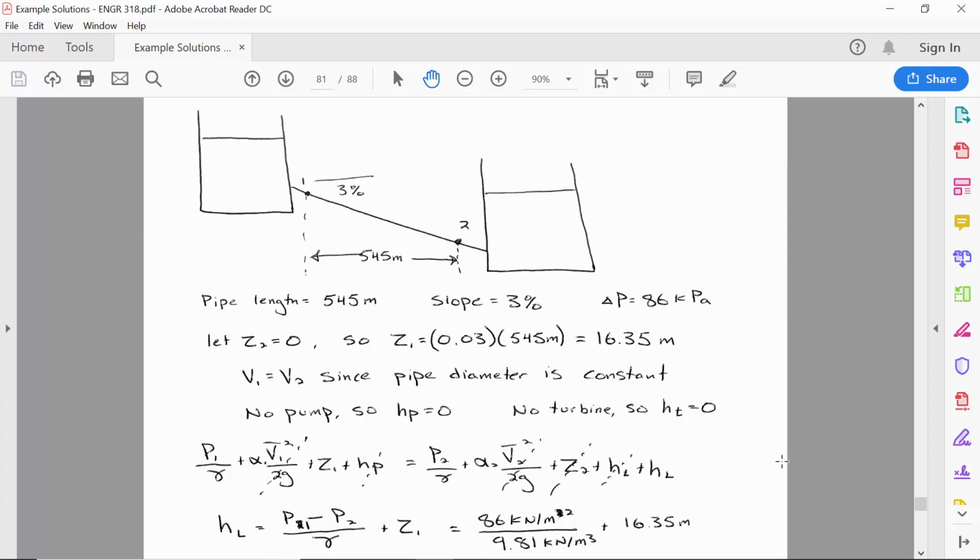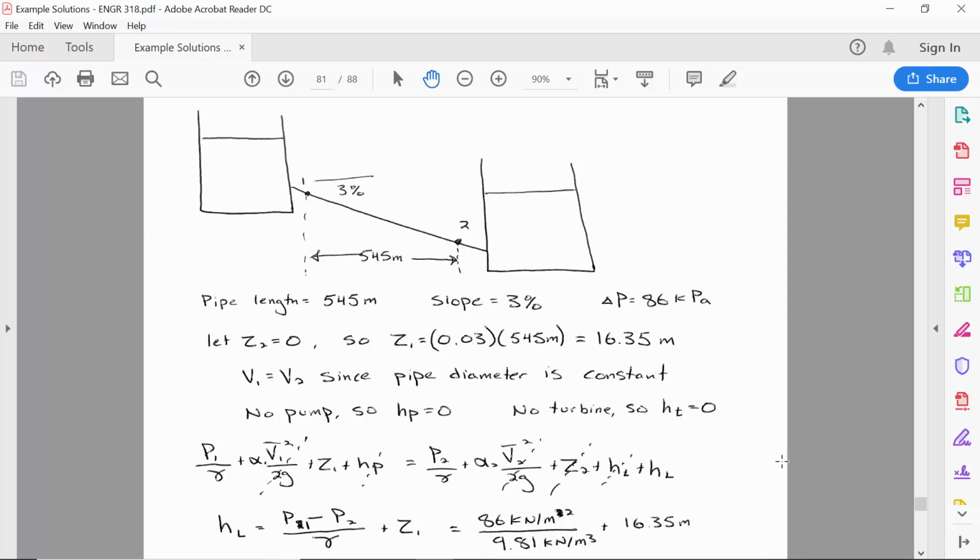So if the two velocities are the same, then that means V1 squared divided by 2g is equal to V2 squared divided by 2g. So if it's the same on the left and on the right, then the velocity head term doesn't need to be included. It's not that the velocity is 0. When I'm canceling out the velocity head term, it's not because the velocity is 0. It's just that the velocity at 1 and the velocity at 2 are the same because the pipe diameter is constant. Okay, so I've got the pressure head, the elevation head at 1 is equal to the pressure head at 2.